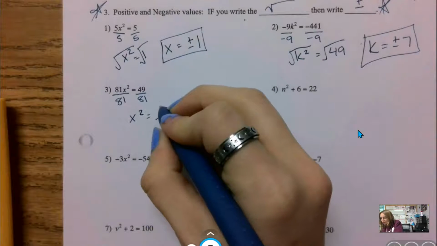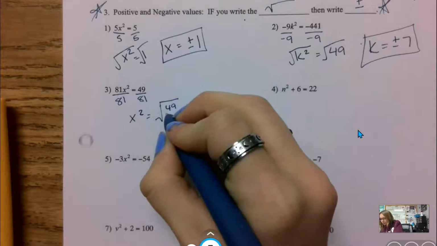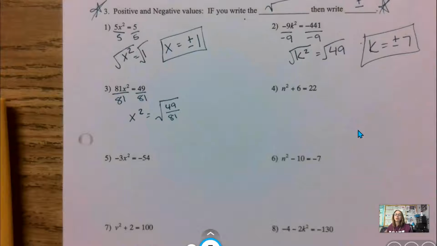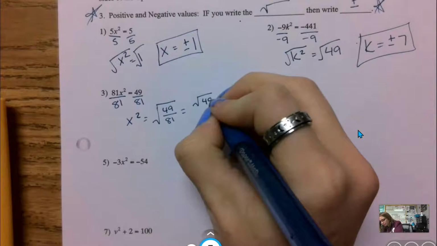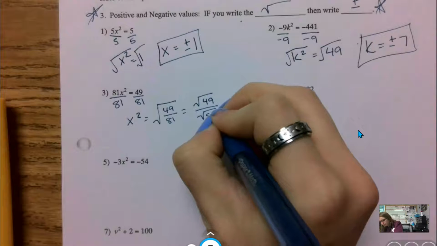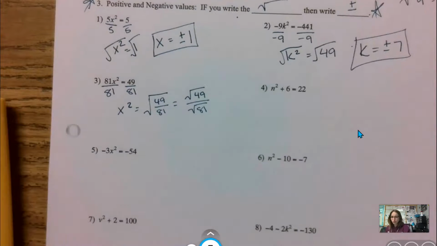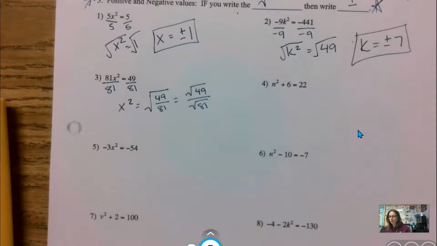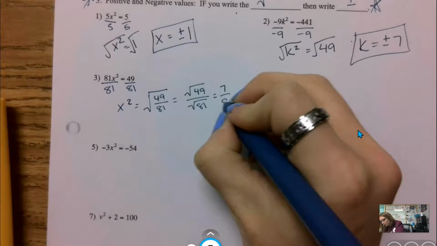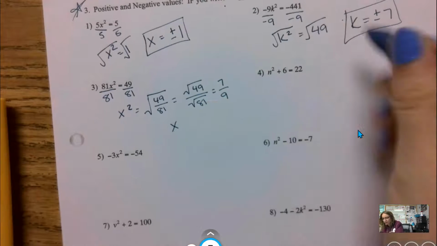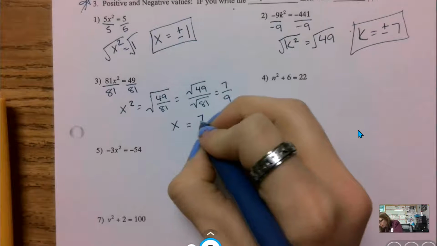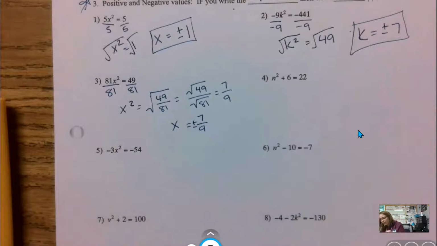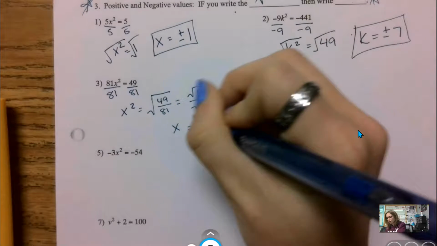So when we take the square root of a fraction, we're basically taking the square root of each individual term. So the square root of 49 is 7, and the square root of 81 is 9. So our answer, we had to have a positive or negative, would be 7 over 9, or positive or negative 7 over 9. And that is our final answer there.